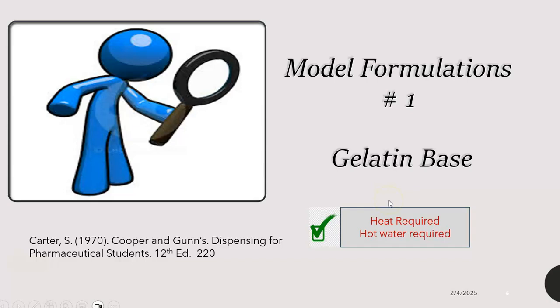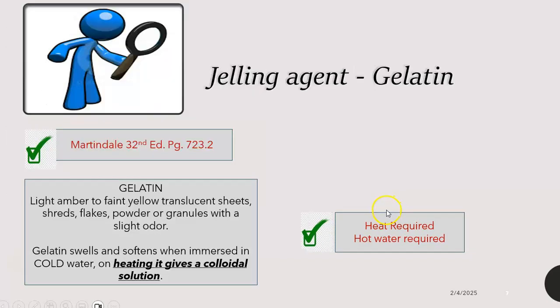Now, the first one we're looking at is jelly using gelatin. Now, these are real old formulations, but they're delivering a principle. And so the principle is what we're looking at. Gelatin is light amber. It may come as sheets. And so if you read the procedure in some books, it tells you that you have to cut the gelatin into pieces. But what we are working with in our labs are the flakes or the granules, which are already finely reduced.